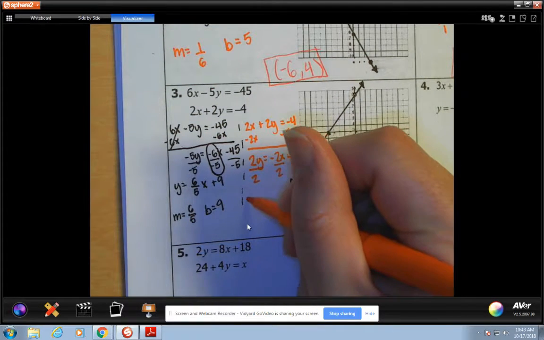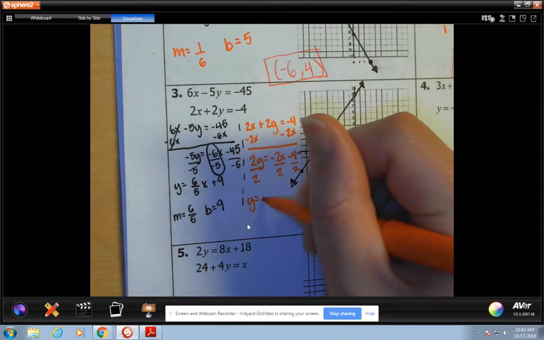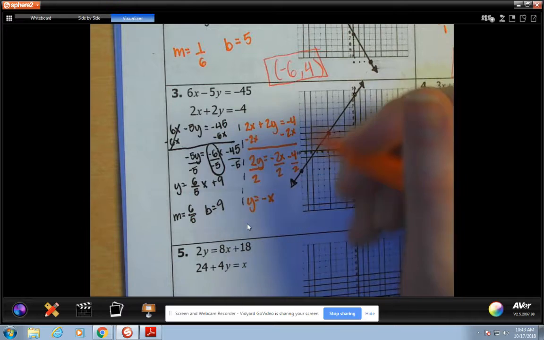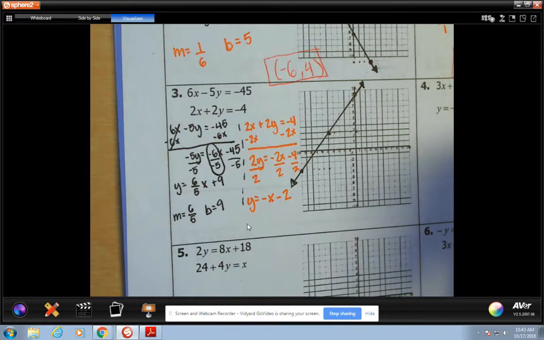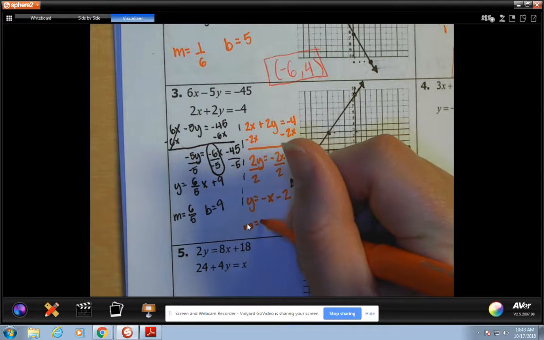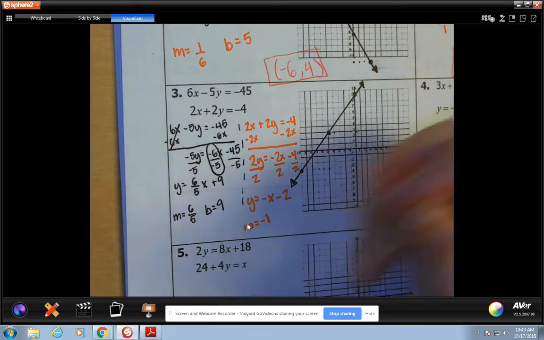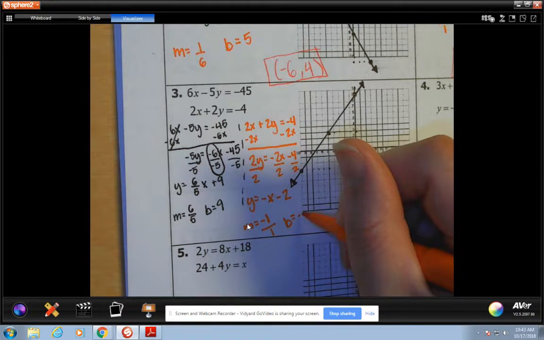All right, and you're left with y equals negative 2 divided by positive 2 is negative x. Negative 4 divided by positive 2 would be minus 2. So I always want you to tell me what your slope is. Our slope is negative 1. Remember, we like slope to be a fraction, so we can go ahead and put that over 1. And then our b is negative 2.